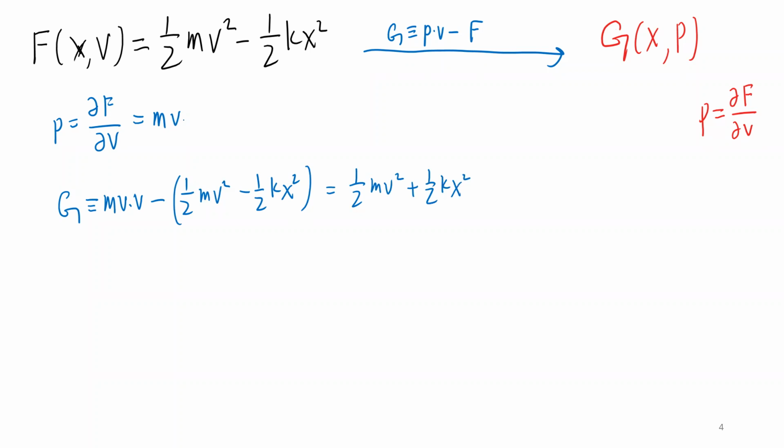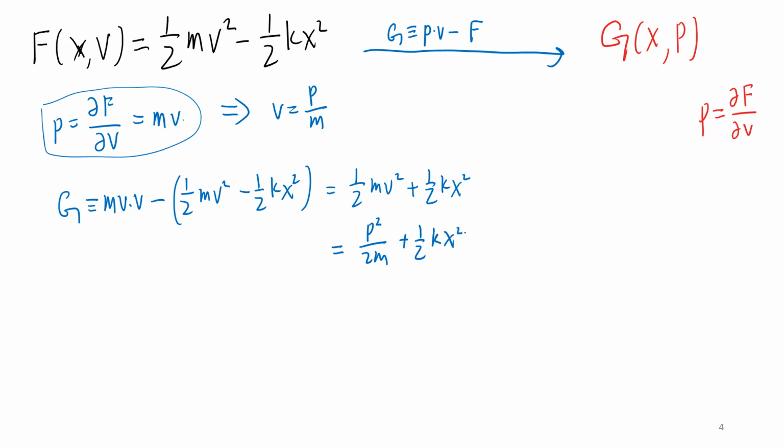Okay, we are not done yet because g is a function of x and p. So now we need to get rid of the v and replace it with the p. But from here, we know that v is just p divided by m. That means 1/2 mv squared is just p squared divided by 2m. So then this is the g.